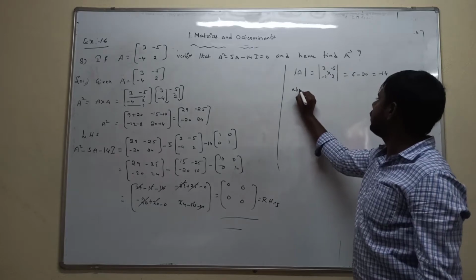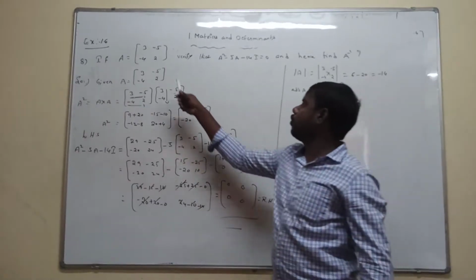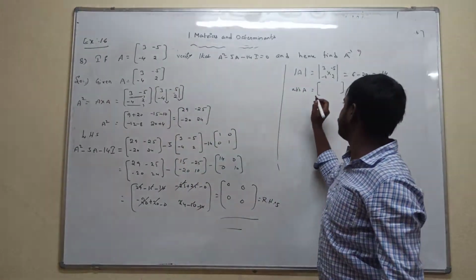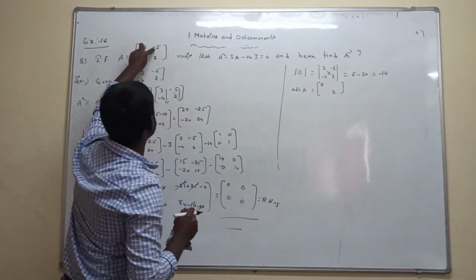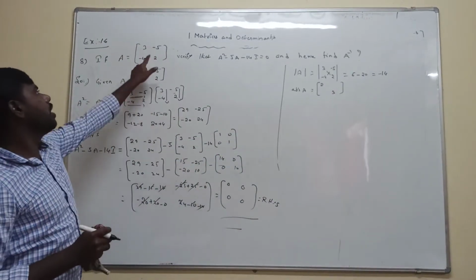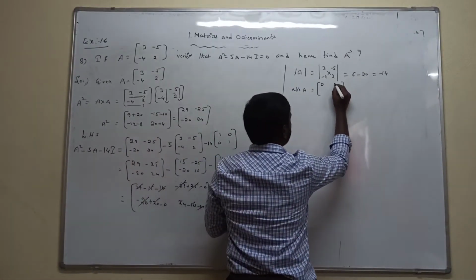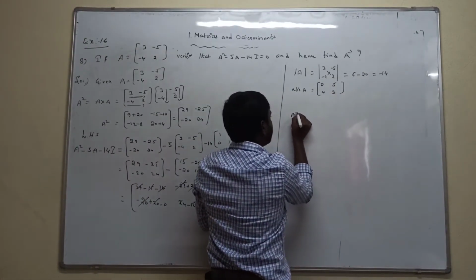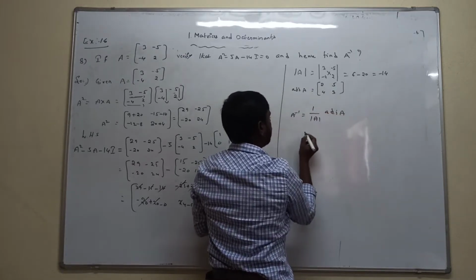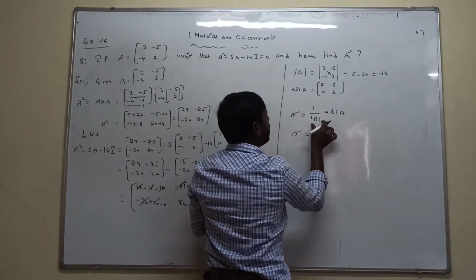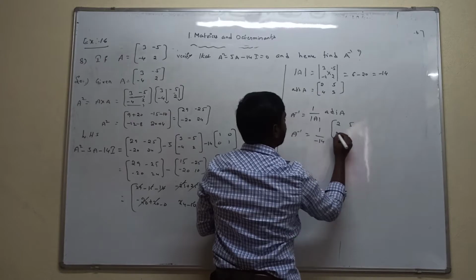Next we need to calculate the adjoint of it. So we substitute the formula. These two elements are interchanged: 3 is replaced with 2, 2 is replaced with 3. After that, these two elements do not interchange, we only add a negative. Minus of minus is plus 5. Minus of minus is plus 4. The inverse of A formula is 1 by determinant of A into the adjoint of A. So A inverse is equal to 1 by the determinant of A, which is minus 14, times the adjoint of A, which is 2 5 4 3.